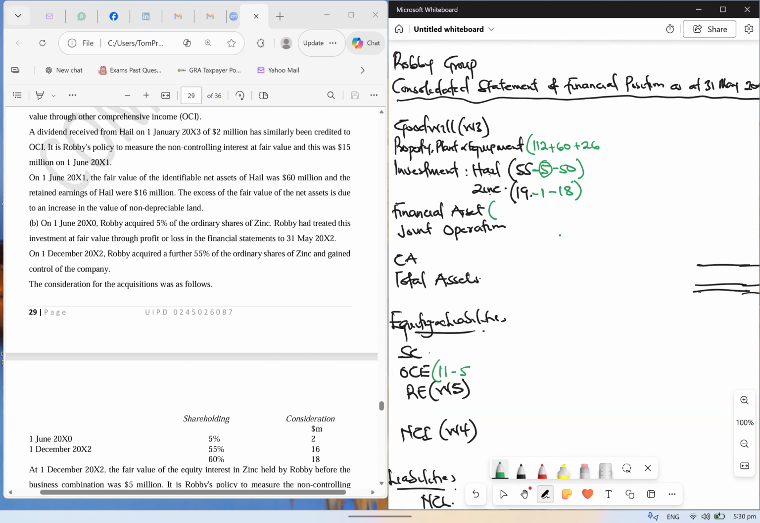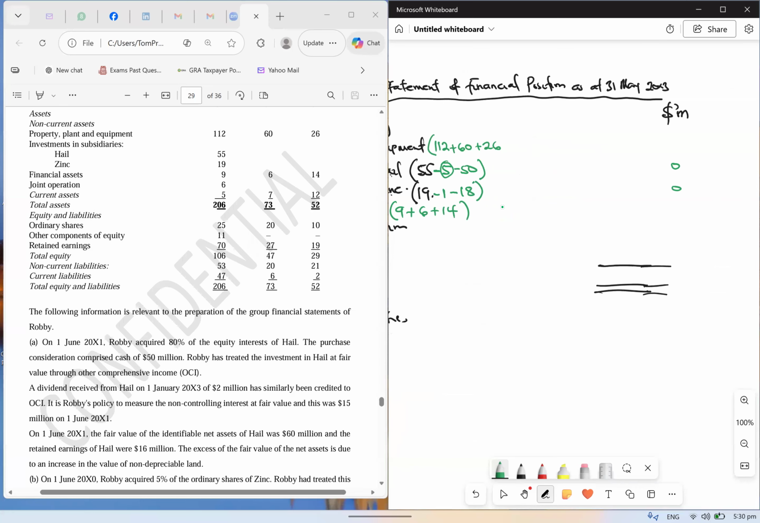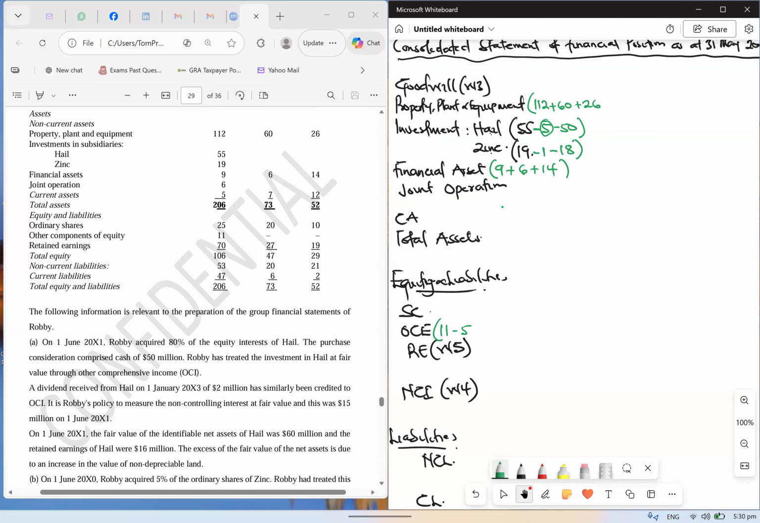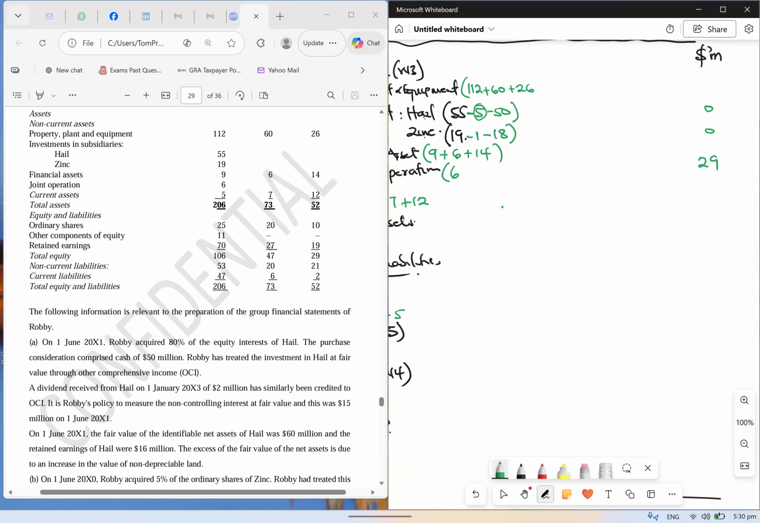Then financial asset, what do we have? The question never said anything about financial assets, so we can close that one. 6 and 14, so that will be 29, right? So that one can go straight, 29. Then we have joint operation. Of course, there was something said about the joint operation, so we will wait. Current asset too, there was something said about it. So 5 plus 7 plus 12. So we will wait. Then when we get the total, we will see what we will do.